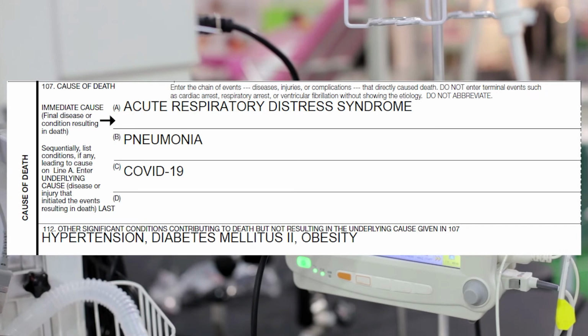The second example is a 48-year-old whose final cause of death is also COVID-19, but this individual also had some significant conditions that contributed to that death, including hypertension, diabetes, and obesity.